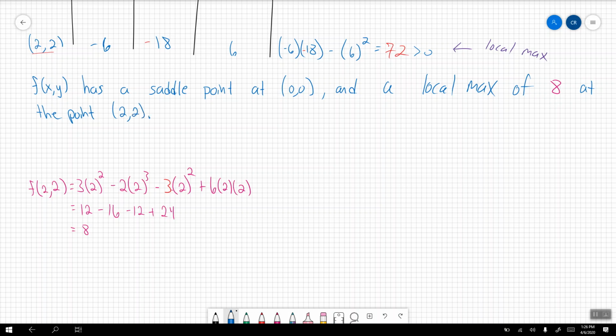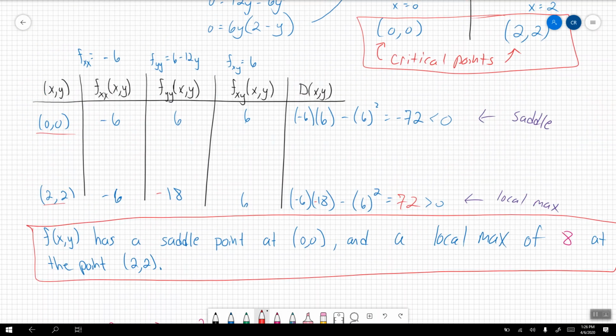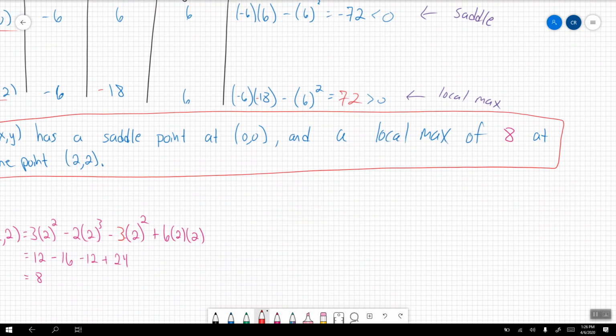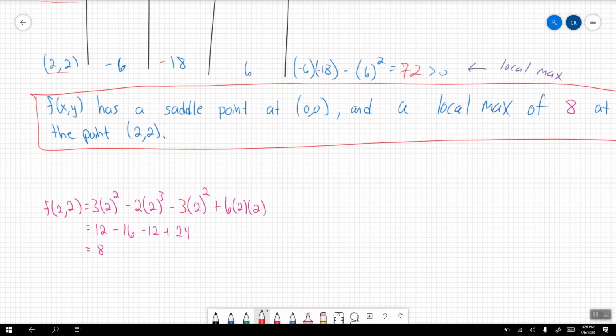There we are. So this is what I want to see when I'm grading. I want to see this specific verbiage saying, hey, I went through the process, I went through the whole work, I showed my work, and then I summarized it to give you my local maximum and the saddle point. All right? Awesome.